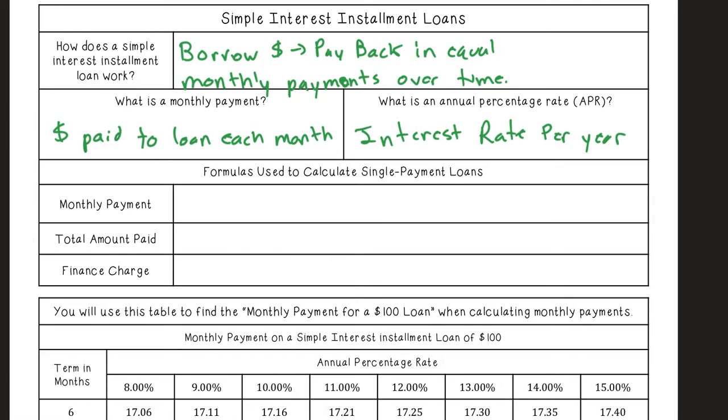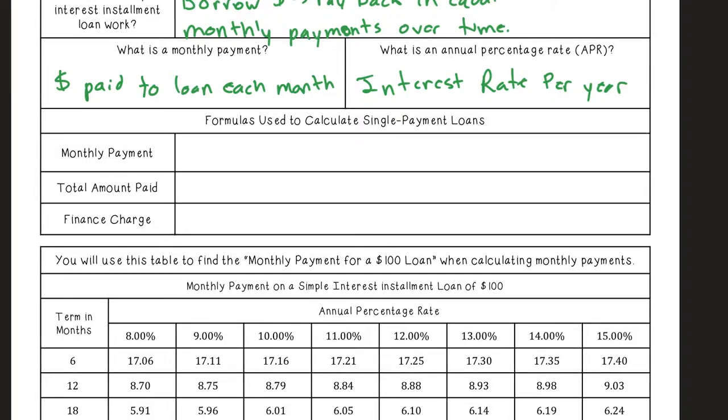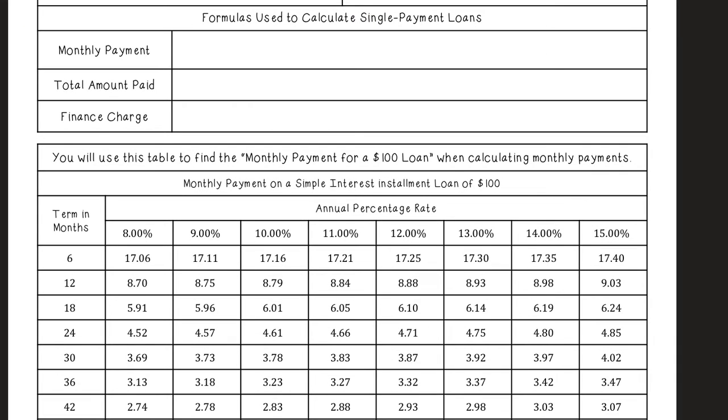So I want to get to the actual math behind this. I'll try and explain this as clearly as I can. How you calculate your monthly payment: we're going to use this table to help us. So the way you calculate it is you take your loan amount, you divide it by 100, in this case $100, and you multiply it by whatever the monthly payment is for a $100 loan. And that'll be what you get from this table, right?